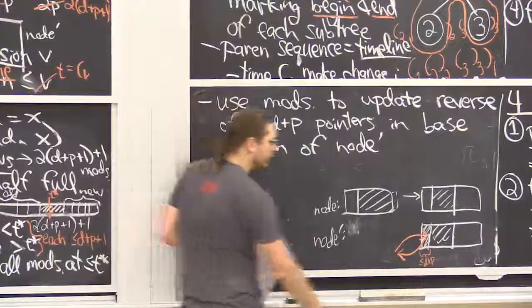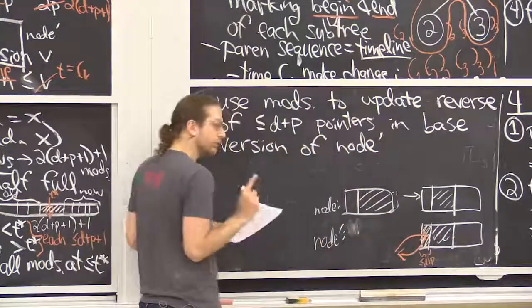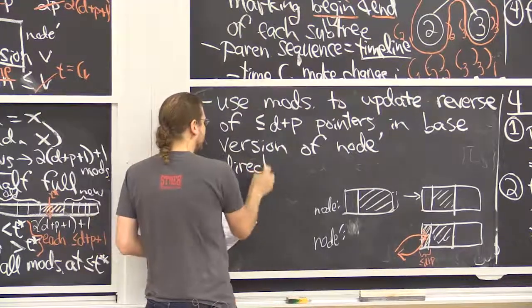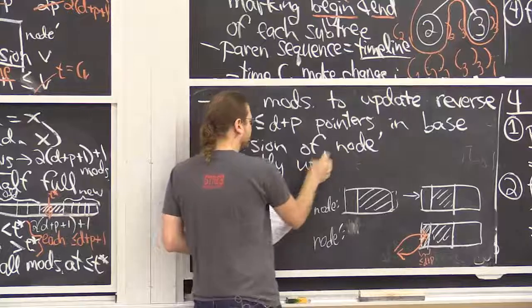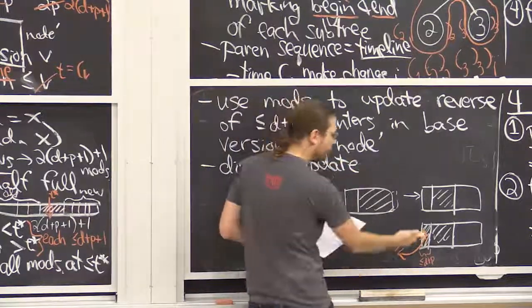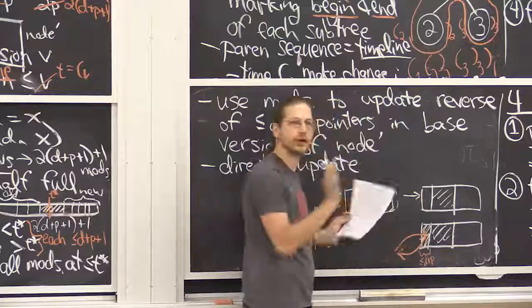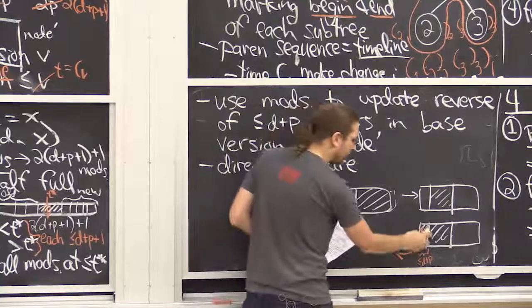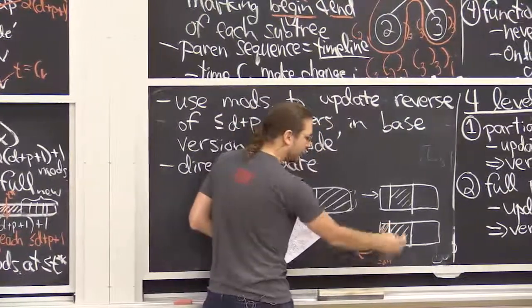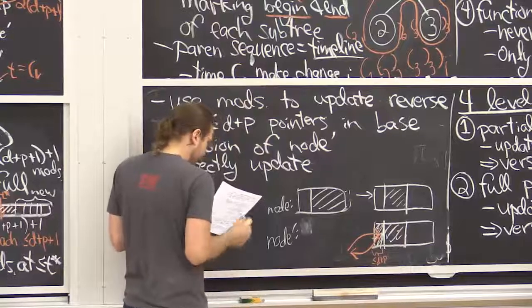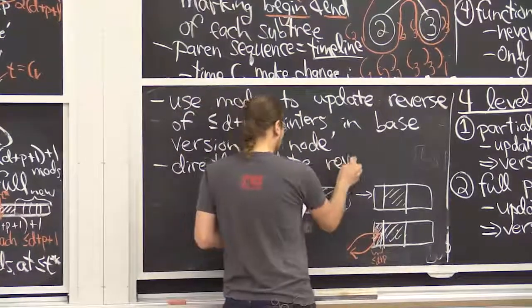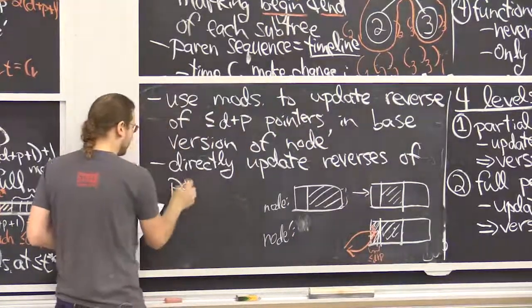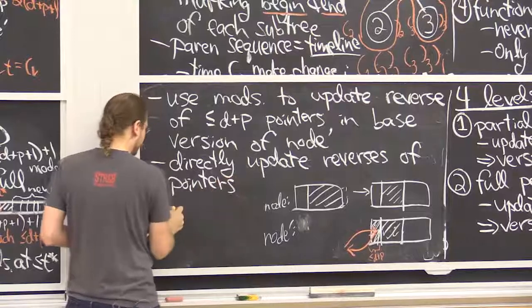There's another type of pointer, which are these ones. Those ones I claim are actually easier to deal with. And we're going to directly update them. Again, we only care about pointers in node prime. The ones in node haven't changed. Nothing needs to move. Or nothing did move. But node prime is what changed. So we worry about the ones in the base version, and we worry about the ones in the mods. But I claim the ones in the mods can be updated directly in constant time.